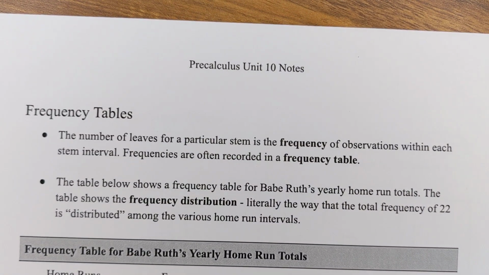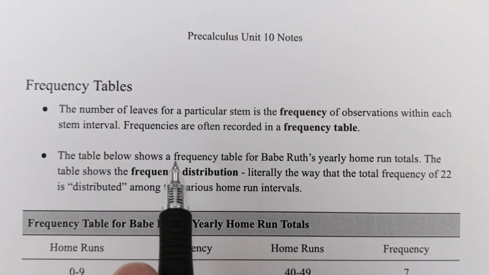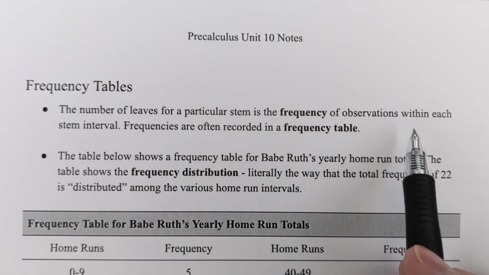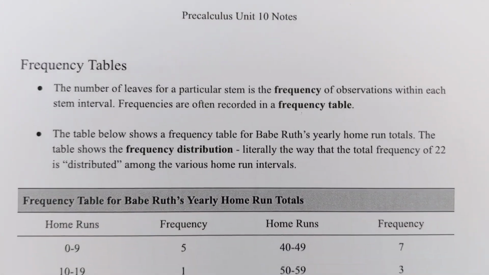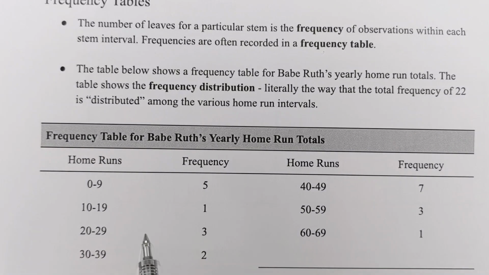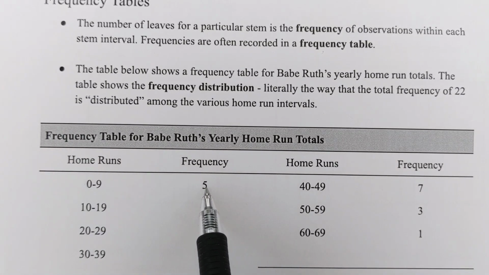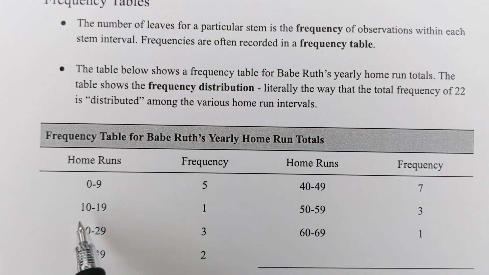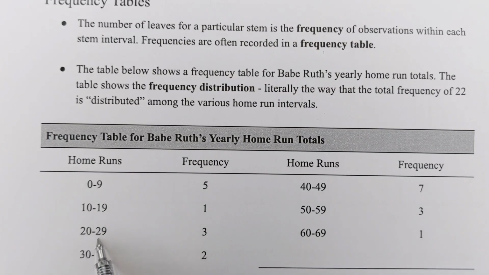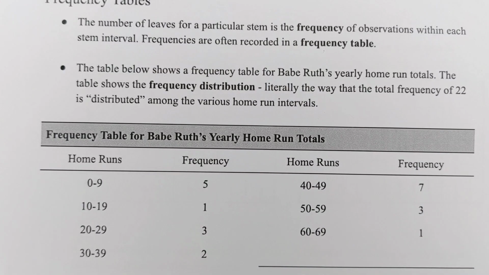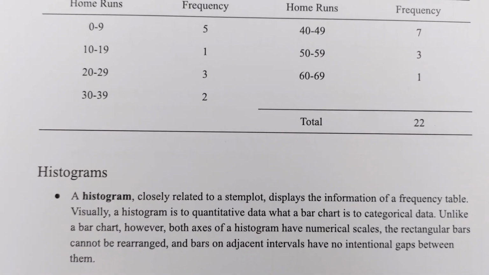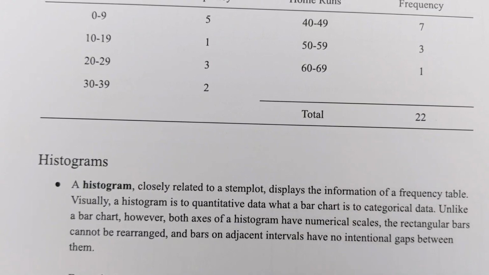Okay, you can also have what's referred to as a frequency table. So the number of leaves for a particular stem is the frequency of that stem. Frequencies are often recorded in a frequency table. So here's a frequency table for Babe Ruth's home run totals. So 0 to 9 home runs, there were 5 seasons he did that. From 10 to 19, there was just 1. 20 to 29, 3, and so on and so forth. So for a total of 22 seasons we calculated.